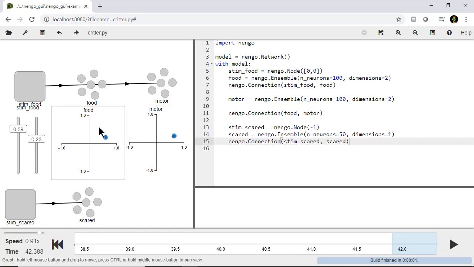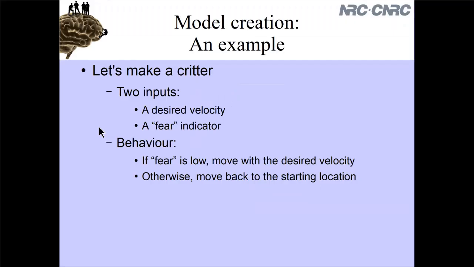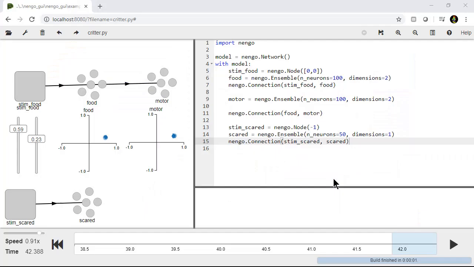So how are we going to do this next step? If it's scared, it needs to run back home. How in the world are we going to know where home is? Actually, the way I phrased it back here, not home, was: move back to the starting location. So the starting location. That doesn't help. How am I going to get back to the starting location?